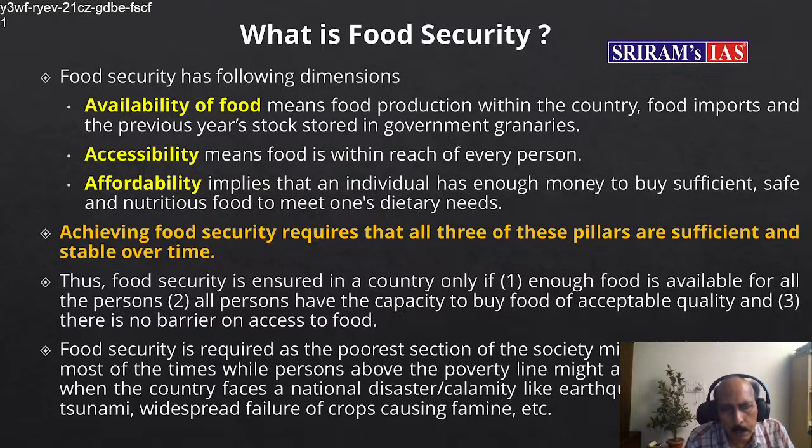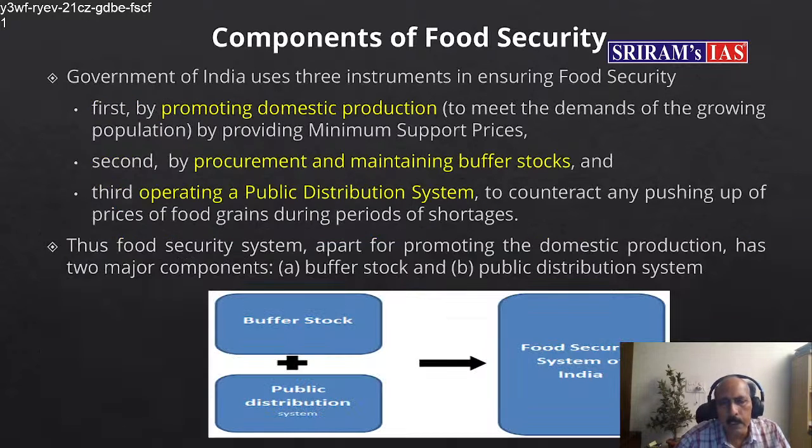And that's why food security deals not only with the availability, it also ensures accessibility, it also ensures affordability. And therefore, if you really want to ensure that everyone has food security or has access to food, these three pillars need to be satisfied. And that's why in the whole issue of the food security system, we have to focus on these three areas.